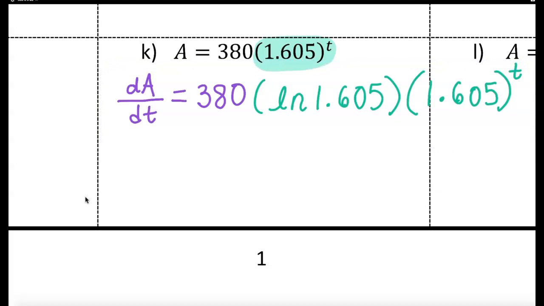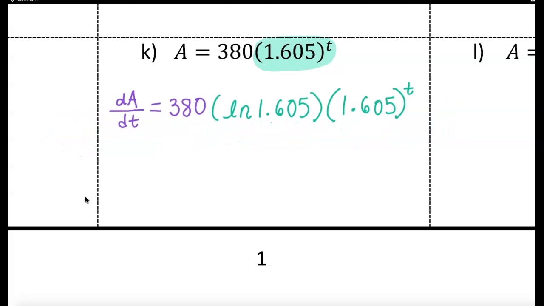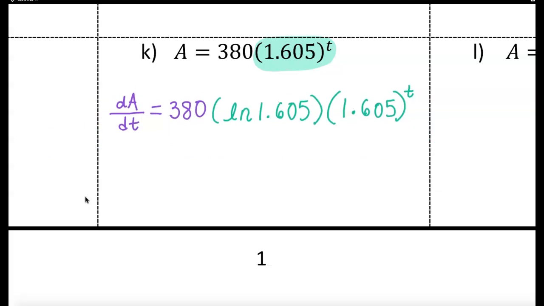But at least I can make this a little bit smaller so that it fits in its box, right? But that 380 doesn't really change anything. It's just still in front of it. We just had to work on the derivative of 1.605 to the tth power. And that is what this part is. Okay, let's do one more similar to this.